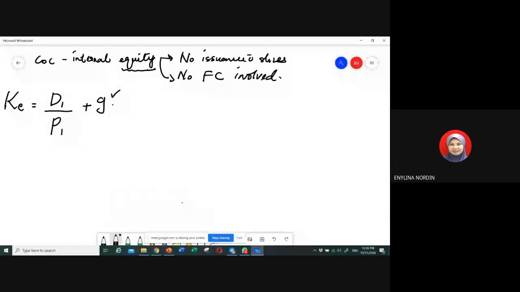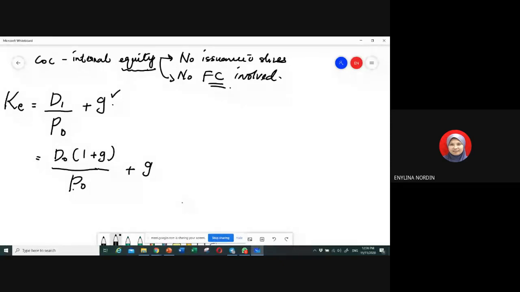Okay, so how are we going to deal with this one? D1. So again, already shown that is the current dividend times 1 plus G, divided by, sorry, this is P0, not P1. The current price, P0 plus G. Since there is no flotation cost, that's why we use P0. Still okay if you want to put NP0, but you must be alert, right?